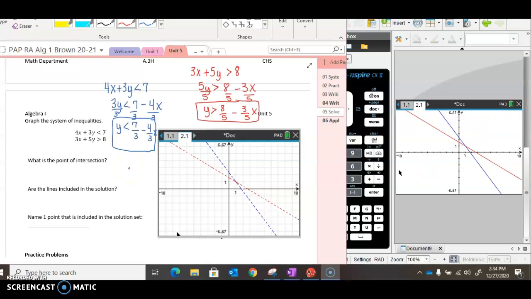Okay, so these are solved for y as far as an inequality. So y is less than 7/3 minus 4/3x, and y is less than 8/5 minus 3/5x. The reason I did that is because I wanted to graph it in my calculator. I want to know what the point of intersection is. My point of intersection was at 1, 1.